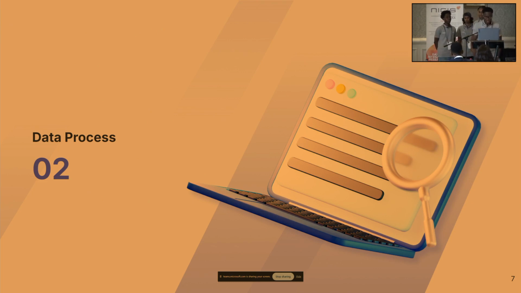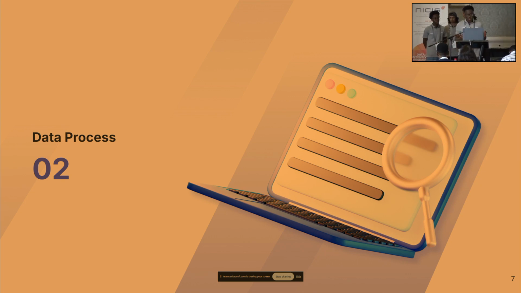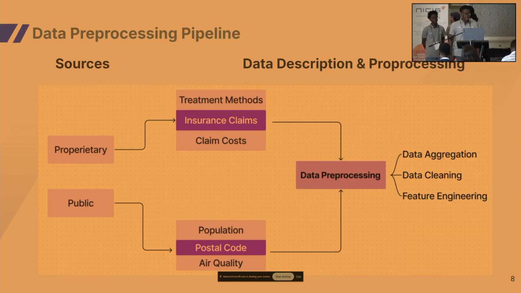Good day, everyone. I'll be going over the data process and how we made our pipeline to make our model, which will recommend the most effective treatment for influenza. So let me go through that briefly. So we're given two types of data sources. We're given proprietary data, which was provided by Altron Solutions, and we're given public data.